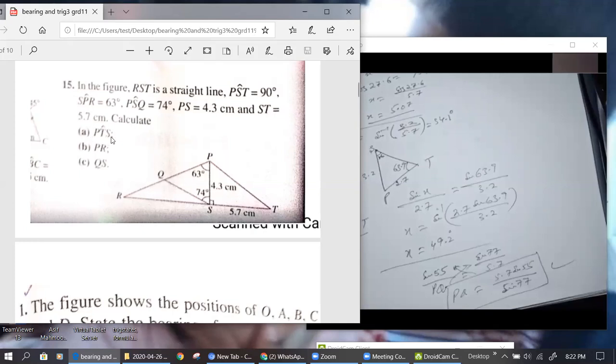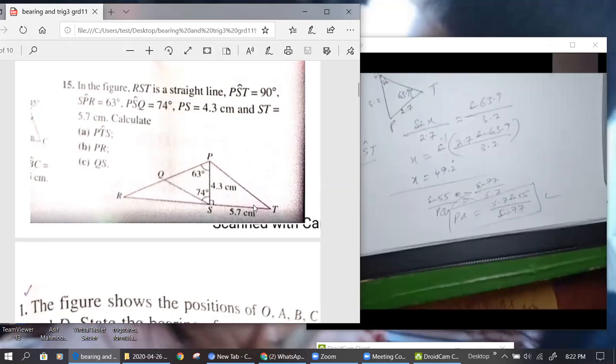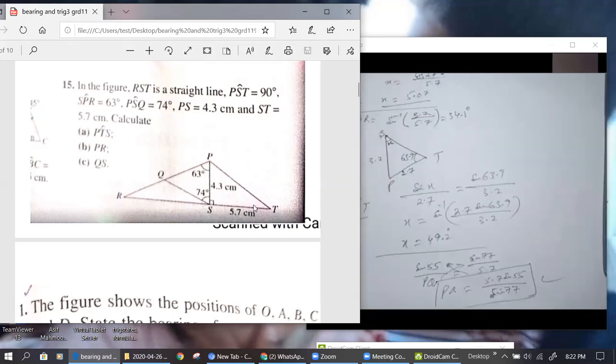Now let's see PTS. PTS is what? It's very easy. For the PTS, what will you do? You tell me. This is a 90-degree triangle for angle PTS. What will you do? Okay. So angle PTS, opposite is given and adjacent is given. So it'll be tan.